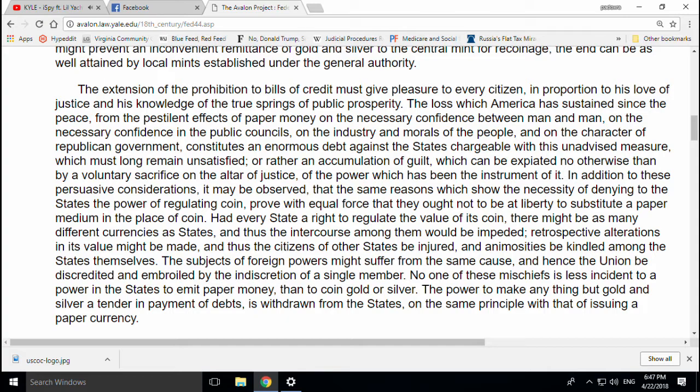And no one of these mischiefs is less incident to a power in the states to emit paper money than to coin gold and silver. The power to make anything but gold and silver tender in payment of debts is withdrawn from the states on the same principle as that of issuing paper currency.